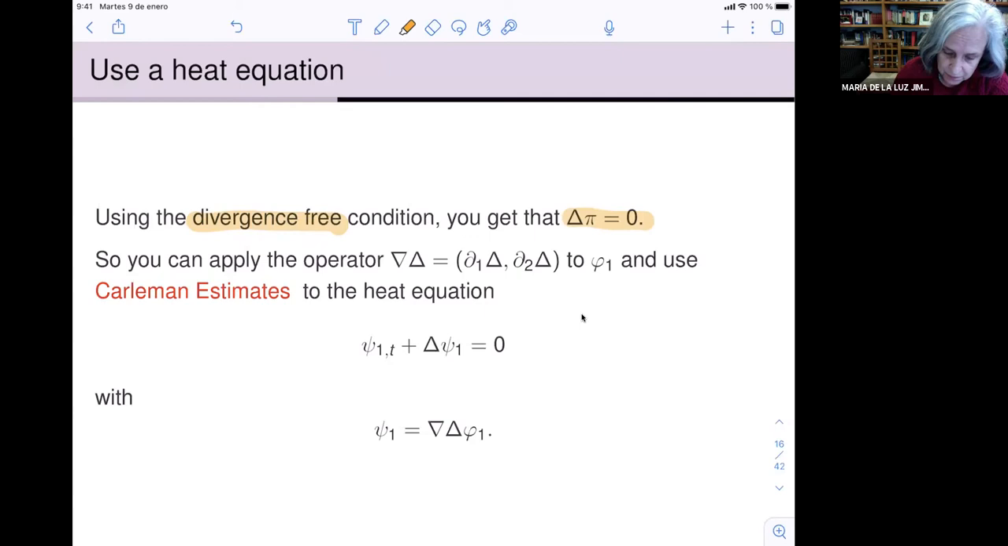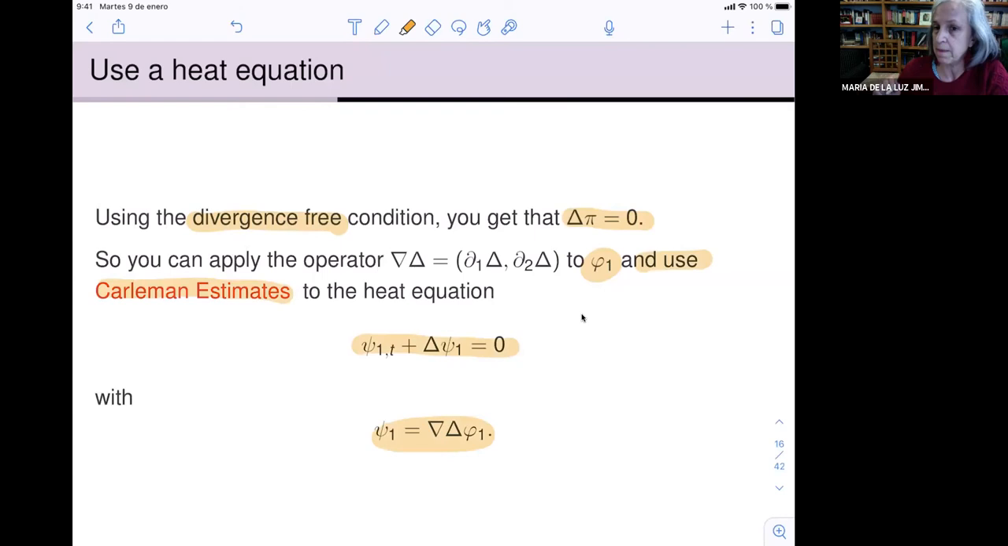So they apply the operator gradient of Laplacian to the first component of the equation, not to the whole equation, only to the first component, and use Carleman estimates for the heat equation verified by psi one, that is the gradient of the Laplacian of phi one, okay?